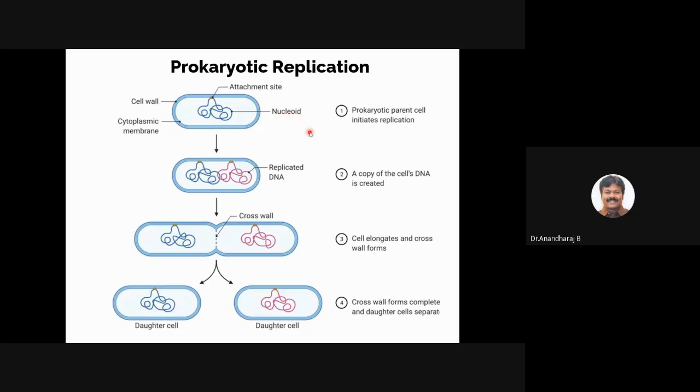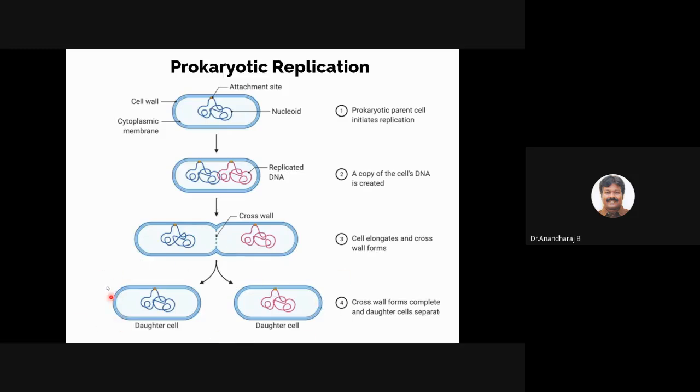Once replication starts at that place, it will be initiated, and then the entire genome will be copied. Identical copies of the genetic material will be produced. Now the cell has two copies, then what happens? The cell elongates and cross walls are formed, and finally cell division takes place. So that's a little bit of cell biology, I'm not going into too much detail. From the single cell, you are getting two daughter cells.